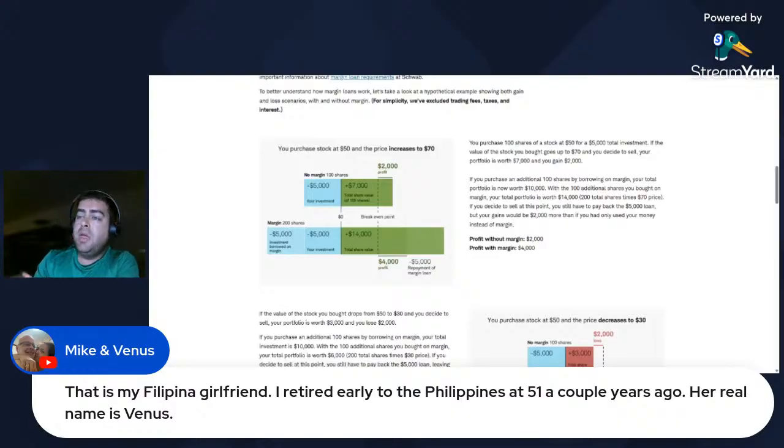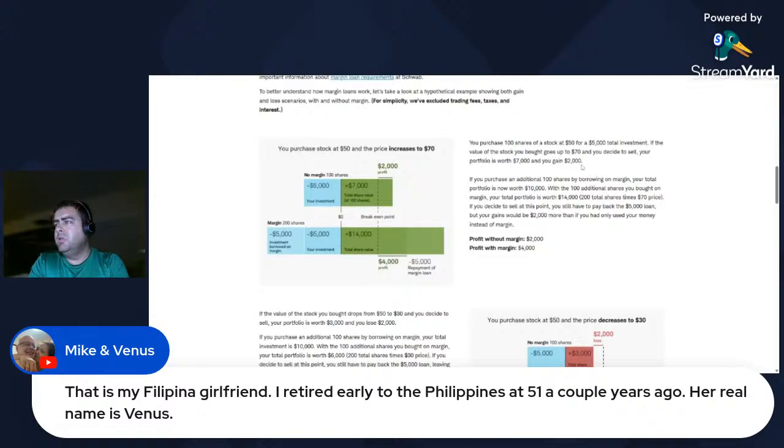So basically you repay the loan, which is responsible. You don't want to leave that open. So you repay the loan and you doubled your rate of return. So that's pretty good. You see that doubling your profit? So it spells it out here. This is actually very good. 100 shares of the stock, 50 for 5,000.